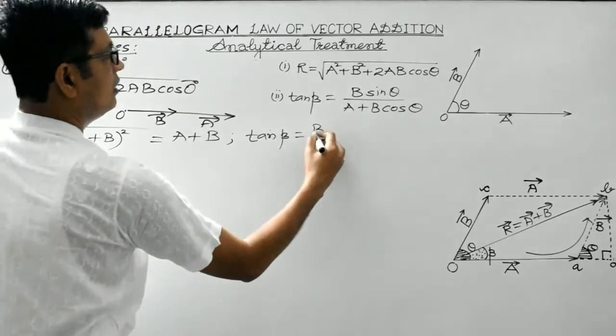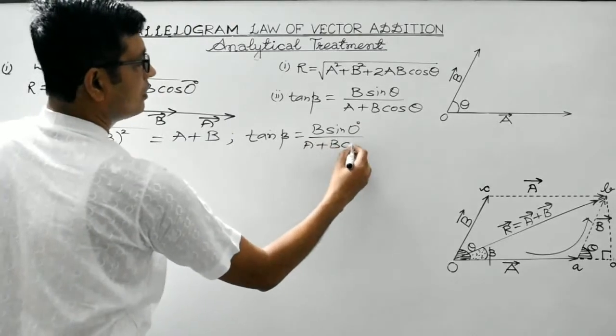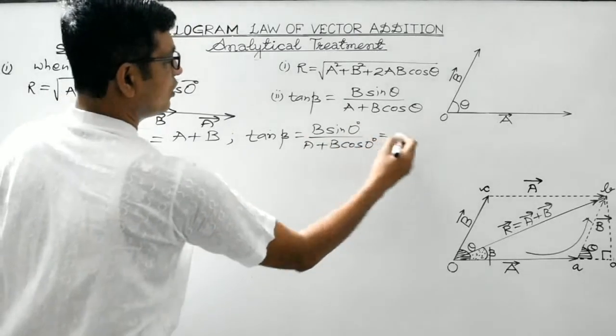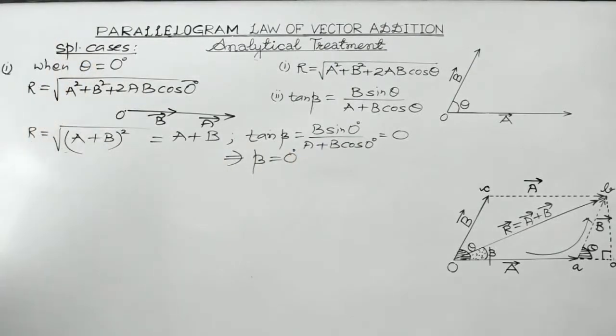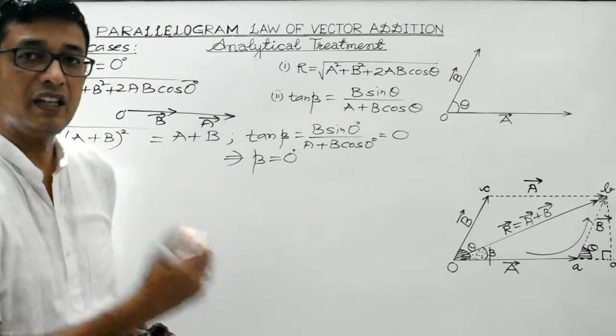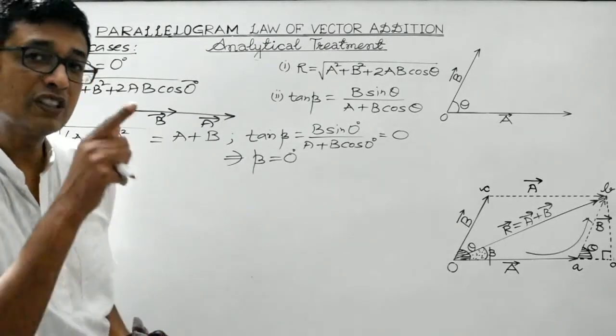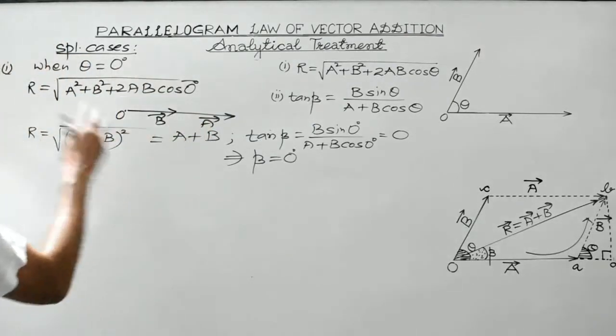It would be equal to B sin 0 divided by A plus B cos 0. Sin 0 is 0, so it will be equal to 0, which implies that beta is equal to 0. So the resultant will make an angle of 0 degree with A vector. That is, it will be along the direction of A vector. Clear, students? So this is case 1.